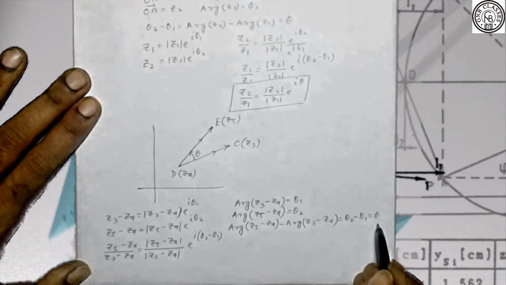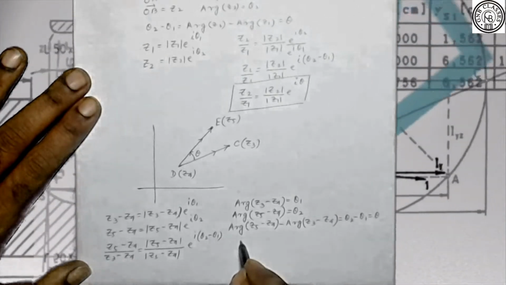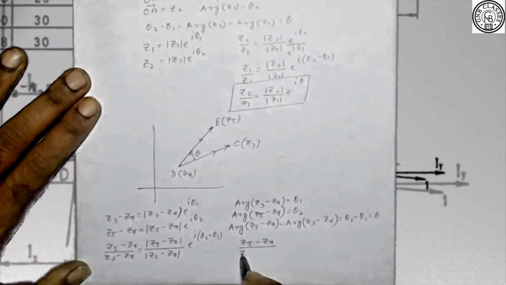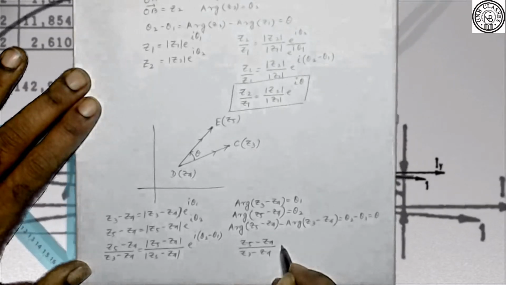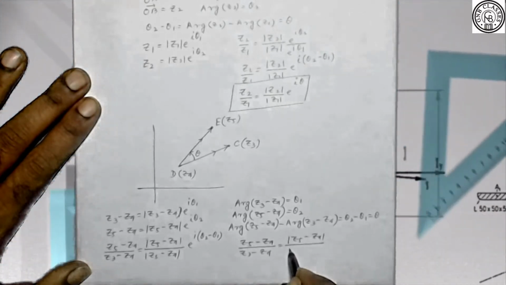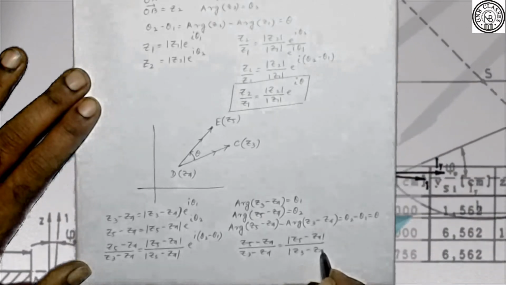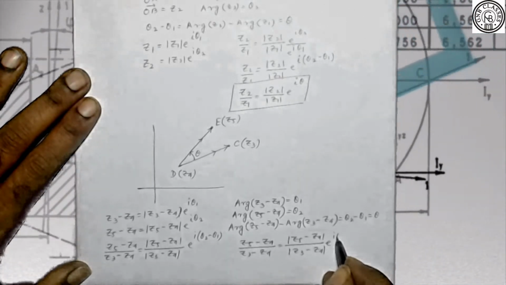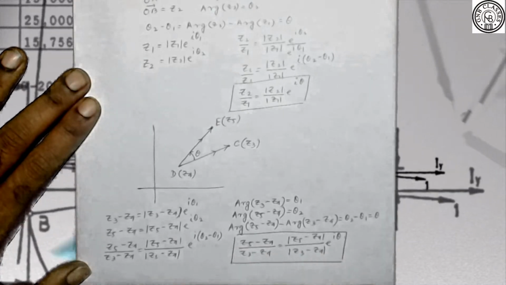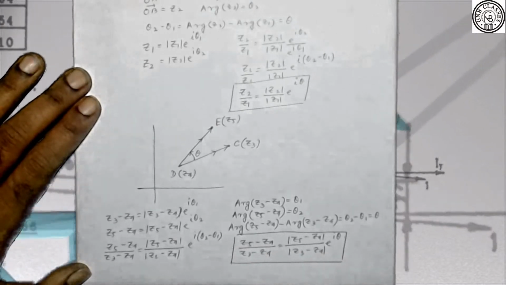Now again, theta 2 minus theta 1 is theta. Therefore, the ultimate form comes to (Z5 minus Z4) by (Z3 minus Z4) equals mod of (Z5 minus Z4) divided by mod of (Z3 minus Z4) times e to the power iota theta. Is it clear? So this is what is called your rotation theorem.